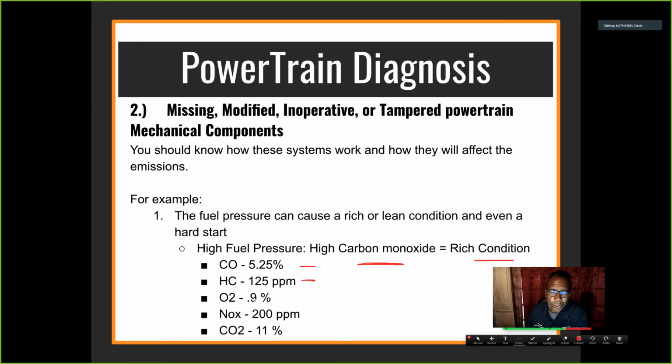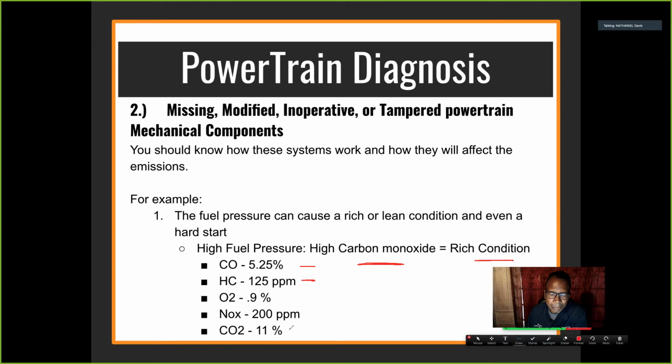A low O2 reading, right? High CO and low O2 is an indication of a rich condition. Here the O2 is starting to go up because HCs are starting to go up. And usually you want the CO about 0.5, HC around 50 parts per million. Right. NOx is pretty low.